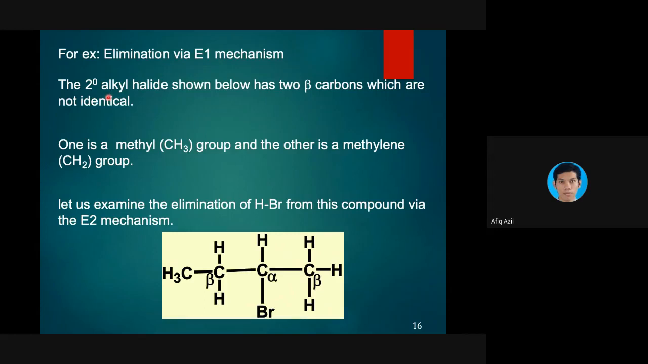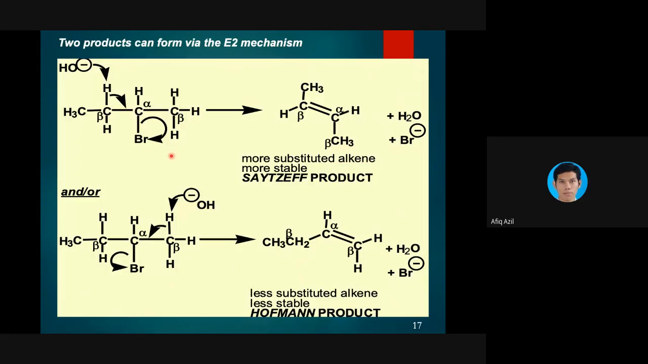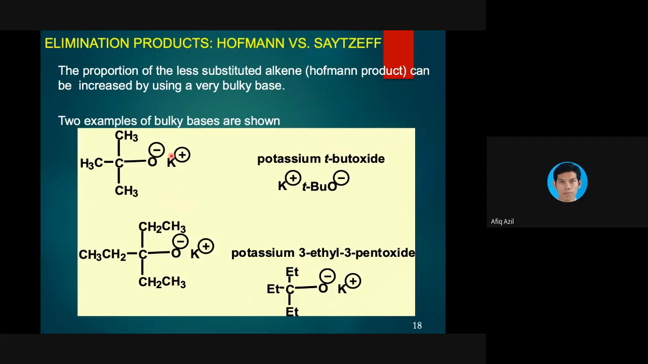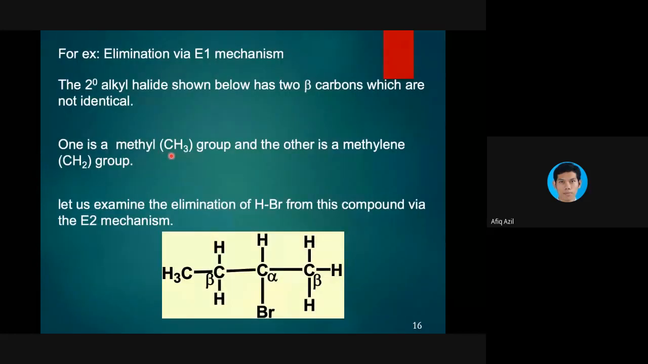So here, the secondary alkyl halide shown below has two beta carbons, which are not identical. This is the E2 mechanism. On this example as well, you have two different beta carbons. This is one beta carbon, in which you have CH3 bonded to the carbon that is directly bonded to the bromine, and this is another type of beta carbon as well, with hydrogen.